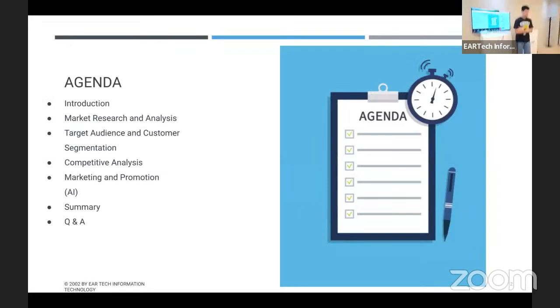So, the agenda. What will we be talking about today? First of all, I'm going to introduce marketing, the meaning of marketing. And then I'll dive into market research and analysis. And then I'll move towards target audience and customer segmentation. Then I'll be talking a bit about competitive analysis. And then marketing promotions using AI.